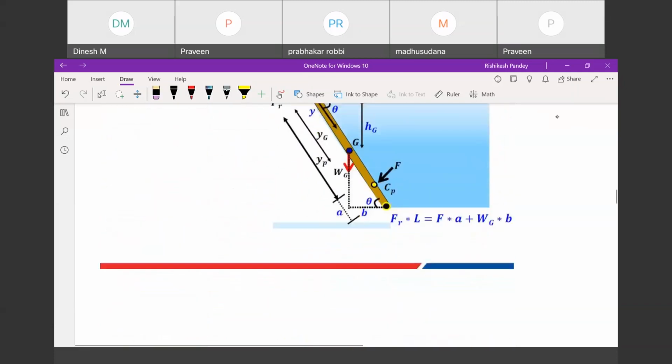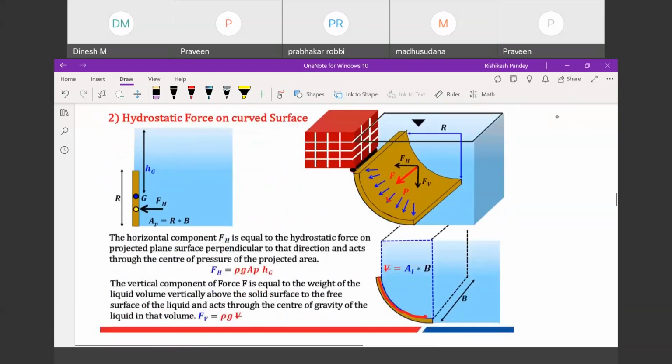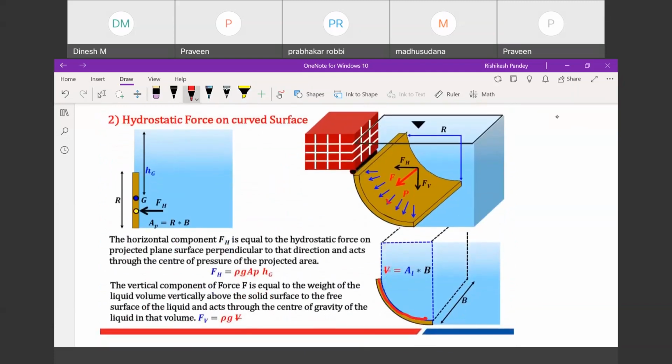But when it comes to a circular surface, because pressure always acts normal to the solid body, at this point it is in this horizontal direction, and you see it keeps on changing. Every time it is changing, and here it is vertically downward. So here the intensity is also changing, and the direction is also changing. That is the difference.